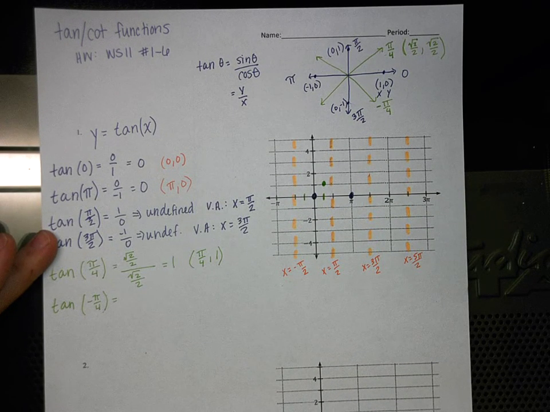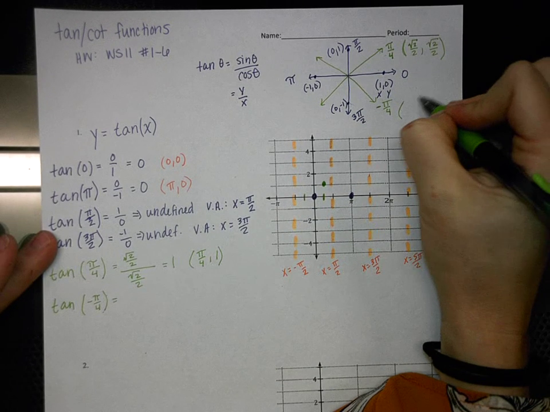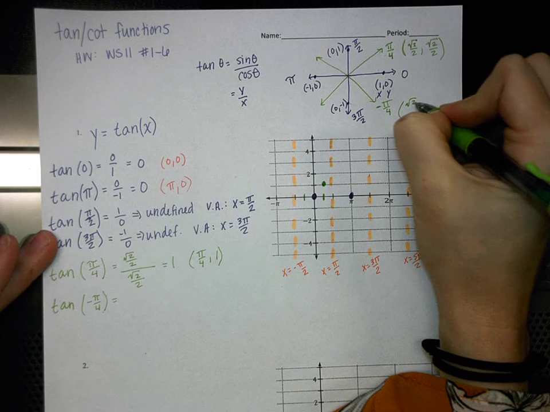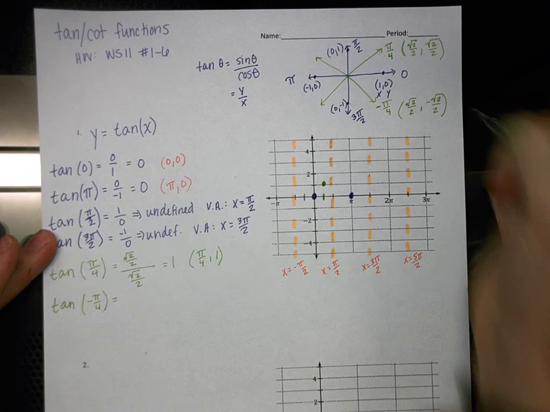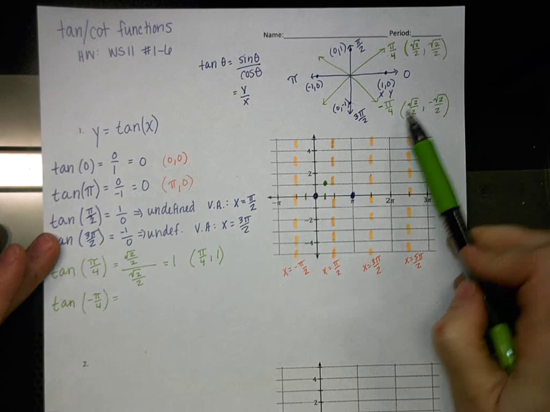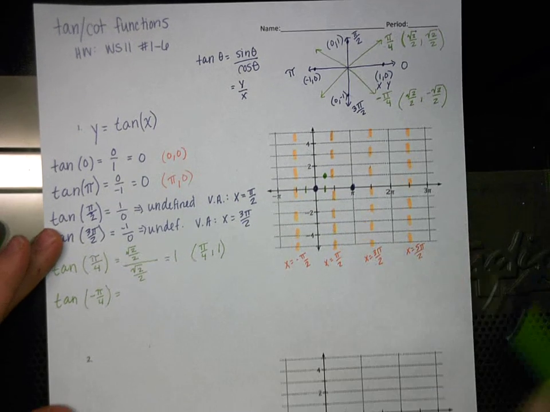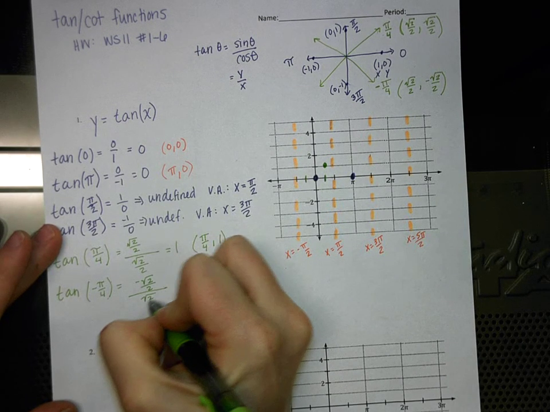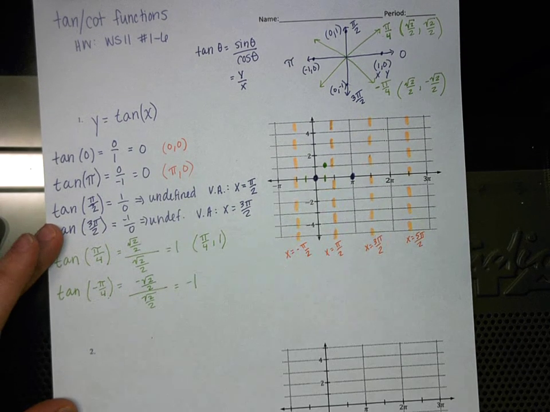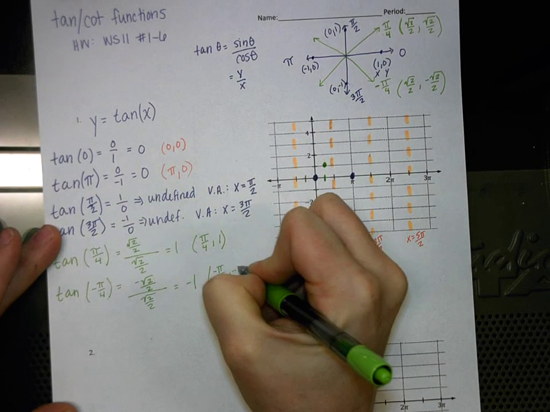Is tangent positive or negative in quadrant 4? Negative. Because my x value is positive and my y value is negative. So I'm going to do a negative over a positive, which equals negative 1. So this is negative pi over 4, negative 1.